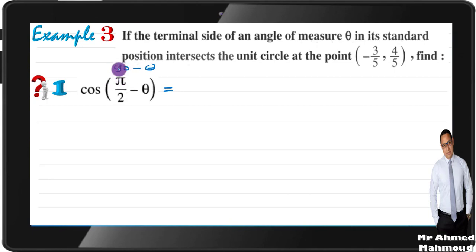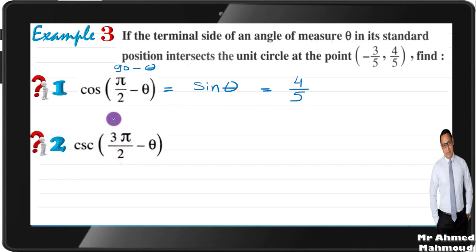Okay, pi over 2 means 90 minus theta. If we have 90 or 270, then we choose cosine into sine theta. This is the first step, and put the sign according to asterisk rule. This is the first quadrant. Cosine is positive in the first quadrant, so we have here sine theta. Sine theta equal 4 over 5. I think it's very easy.